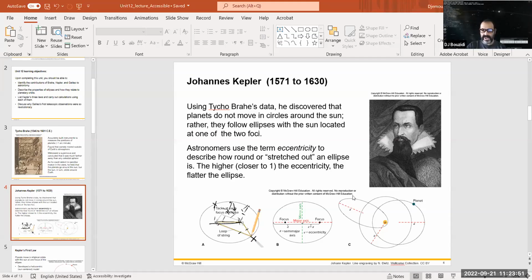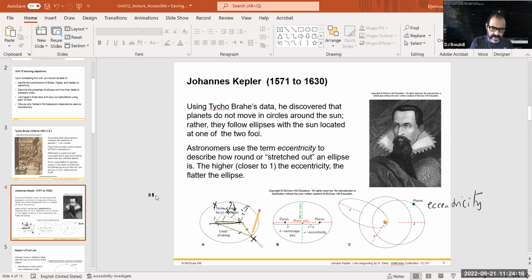So now we have a description. Now there is a measure in here, which is how flat the surface is. In other words, how close the planet can get or how far it can get. That is called the eccentricity. So the eccentricity really measures how far the 2 focal points are.